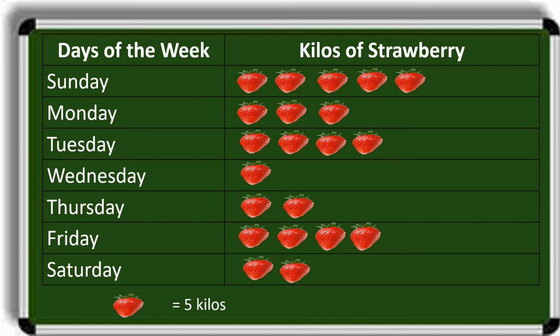Look at the pictograph and answer the questions asked. The pictograph shows the kilos of strawberries sold by Mark in a week. So, the first column shows the days of the week, and the second column shows the kilos of strawberry. Take note that 1 strawberry represents 5 kilos.